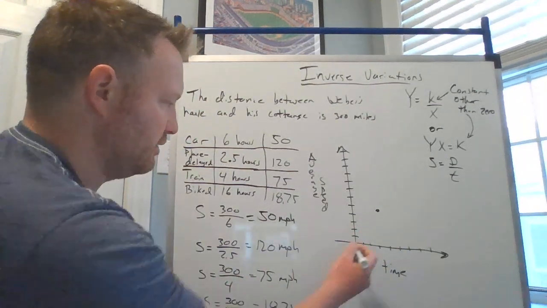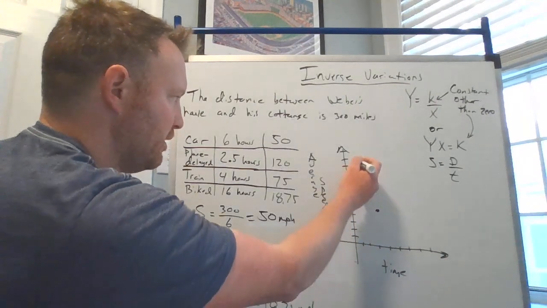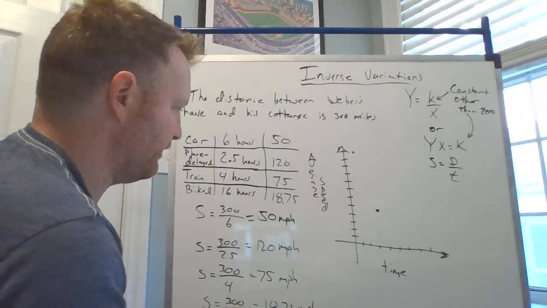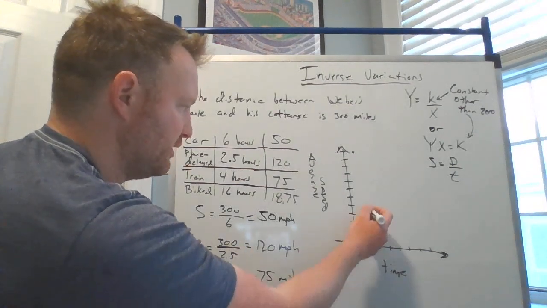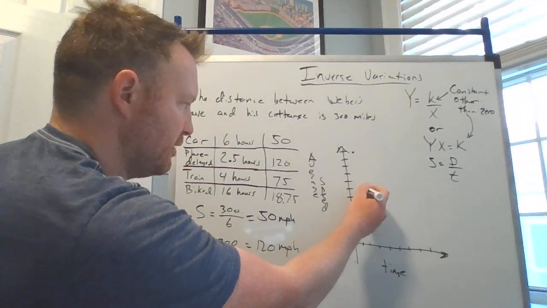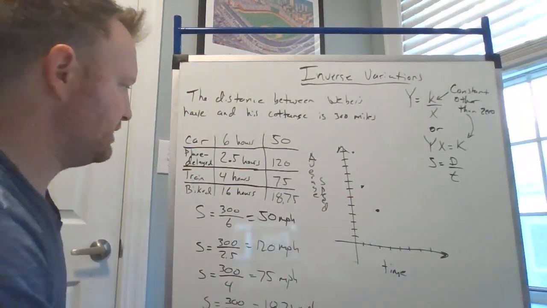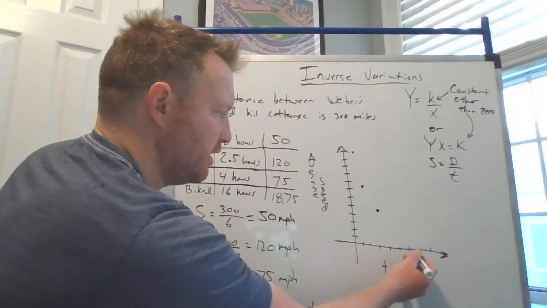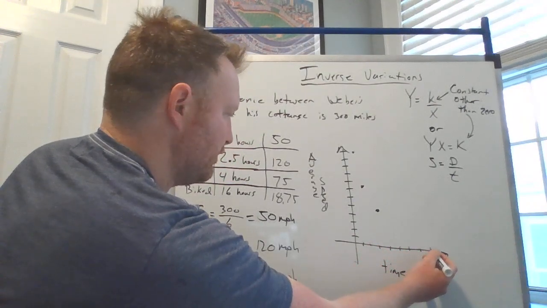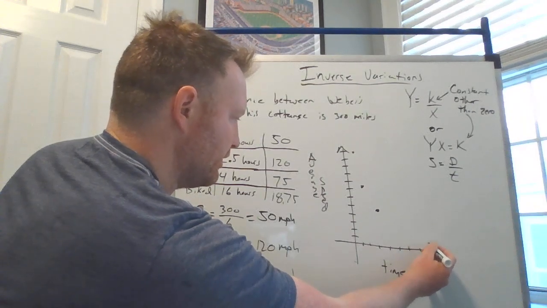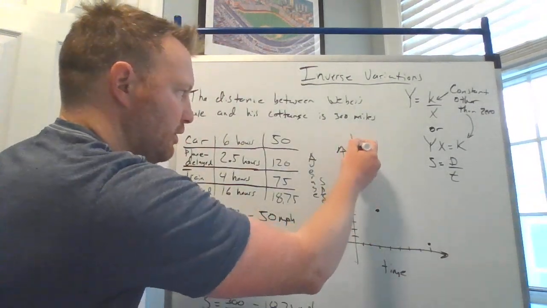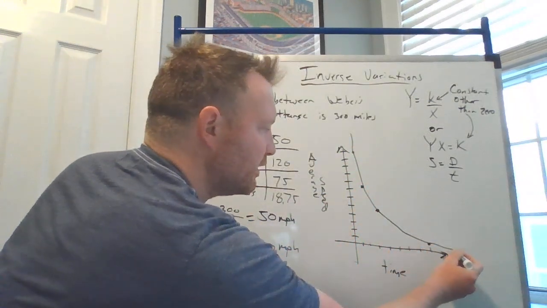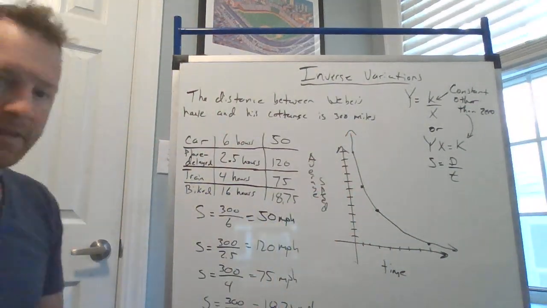2.5, 120. 2.5 is right about here, 120 is way up here. And 4, 75. 2, 4, that's 50, 60, 75 is right about there. And 16, 18.75. We already know this is 2, 4, 6, 8, 10, 12, 14, 16. And 18.75 would be right below the 20 mark, or right about there. You can see that. And what do you know? We got ourselves a nice little curve, just like we predicted, because this is inverse, okay?